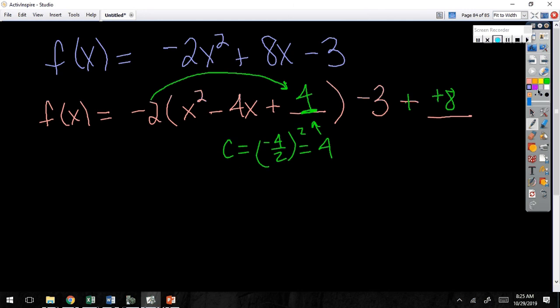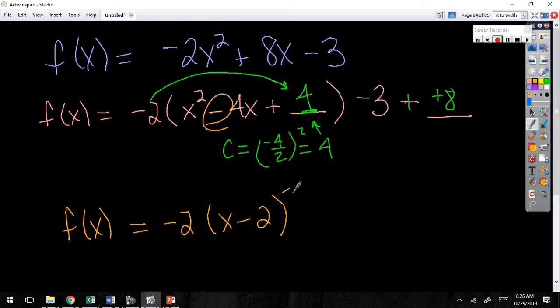How's it factor? -2 X, close. Keep the first sign always. -2. Plus 5. What's the vertex? Close. 2, 5. So, I guess I see what you're talking about.